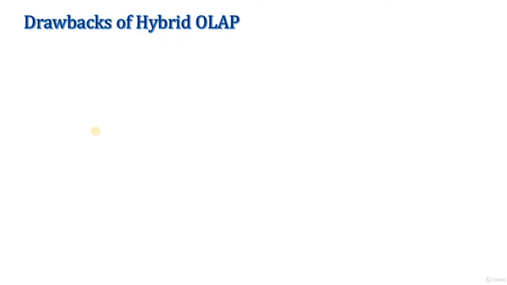Let's discuss the drawbacks of hybrid OLAP. The first one is a greater complexity level. The major drawback in the hybrid OLAP system is that it supports both ROLAP and MOLAP tools and applications. Thus, it is very complicated. Since it is a combination of both types of systems, it brings greater complexity, which is not easy to manage. So you need an expert to manage the systems.